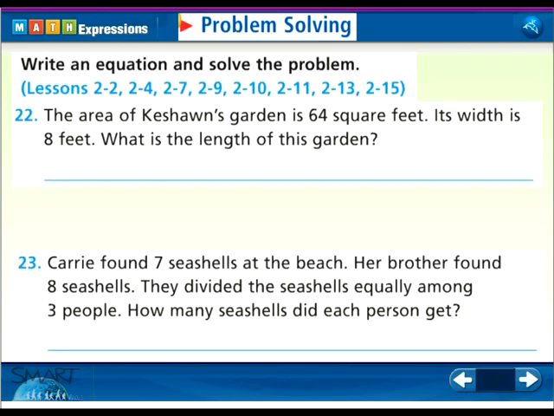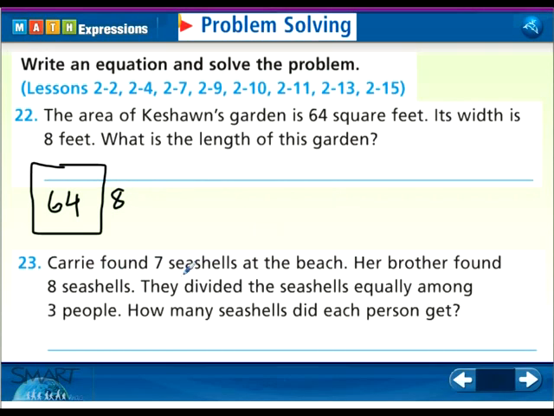A couple of the last few problems we'll be looking at word problems, and remember to pick out the part that will help you understand the problem. The area of Keisha's garden is 64, so we know we have a square because it talks about area, and it's 64 square feet inside. Well, its width is 8, and what is the length of its garden? Figure that one out on your own.